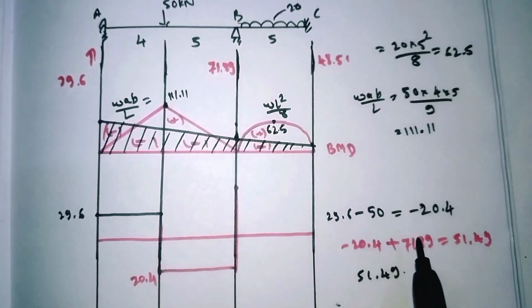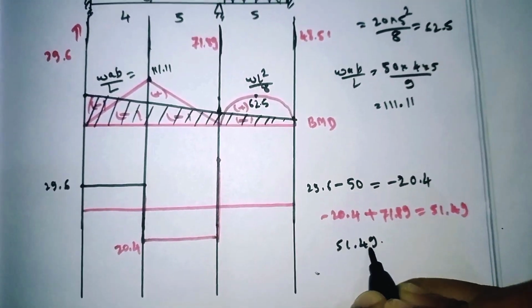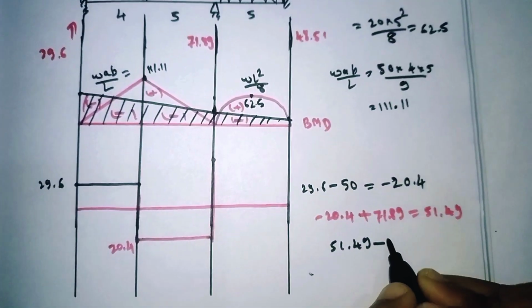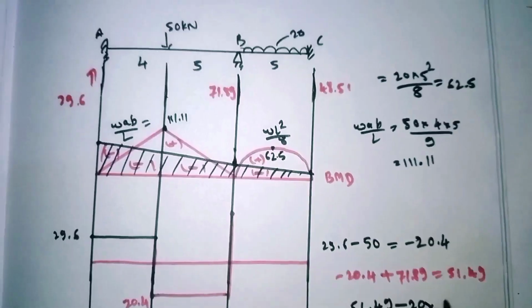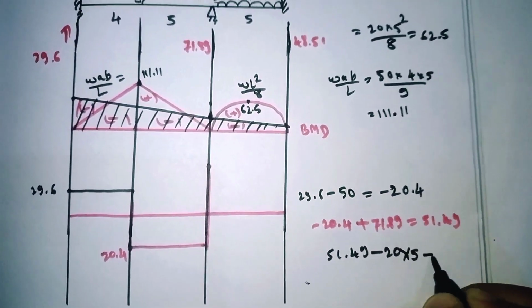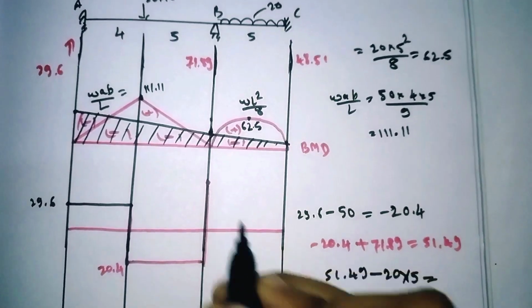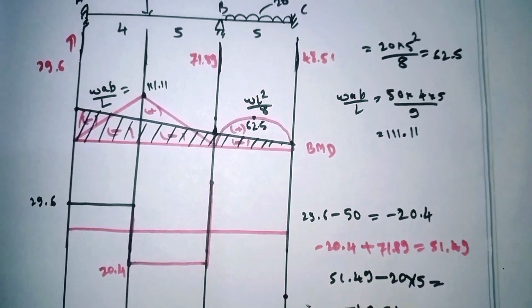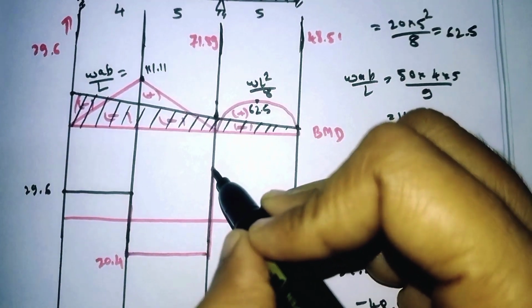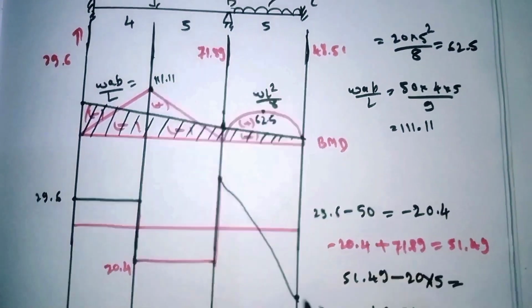What we have to do is, our value is here 51.49 minus the UDL, which is 20 into the distance of 5, no? We need 20 into 5. So by doing this, it will come out as minus 48.51. Minus means it comes here like this. It comes like this.